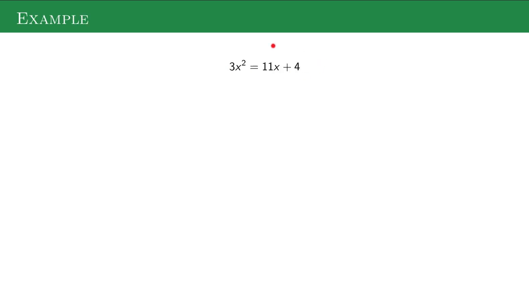So I want to solve this example. If you notice from the last slide, it's always ax squared plus bx plus c equals 0. So I want to move this stuff to the other side of the equal sign. So I subtract 11x and subtract 4. You always got to get 0 on one side before you do the quadratic formula.